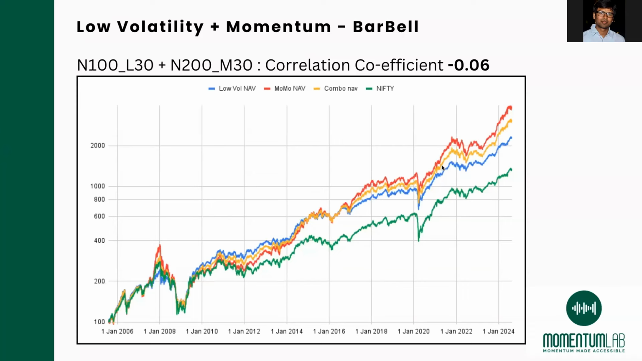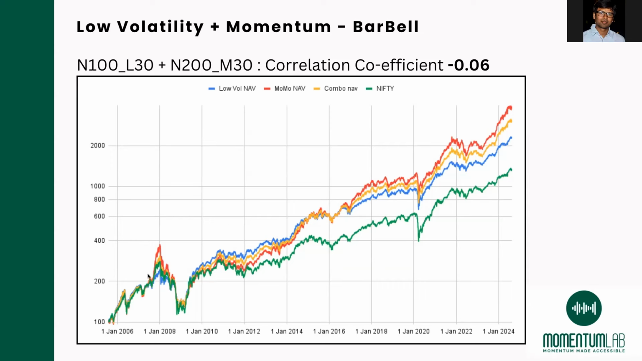For the combination of low vol and momentum, we have taken two indices. For low volatility, we have taken Nifty 100 Low Volatility 30. And for momentum, we have taken Nifty 200 Momentum 30. Now the correlation of excess returns between these two factors, when I say correlation of excess returns, it is over and above Nifty 50, is at minus 0.06, meaning they are very less correlated.